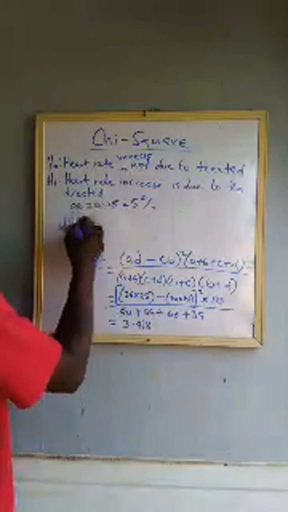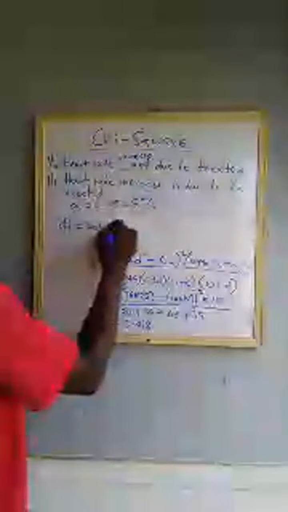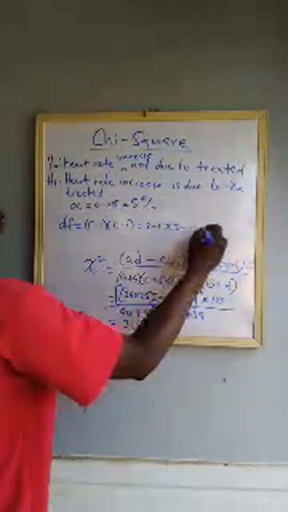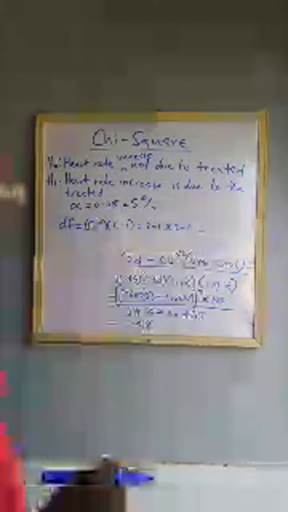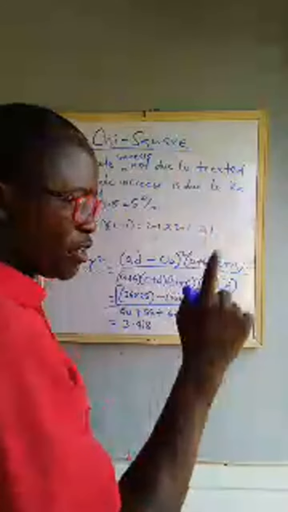Then you check for degree of freedom. In this case, degree of freedom is 2 minus 1 times 2 minus 1. That is row minus 1 times column minus 1. 2 minus 1 times 2 minus 1 is equal to 1. So if you go to the chi-square table, under 5%, chi-square 5%, okay? Then you go to degree of freedom 1. You see degree of freedom written there. So you check the column and the row where they meet, then you pick the value.